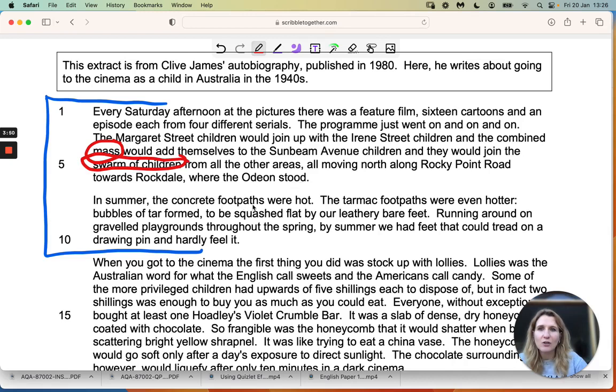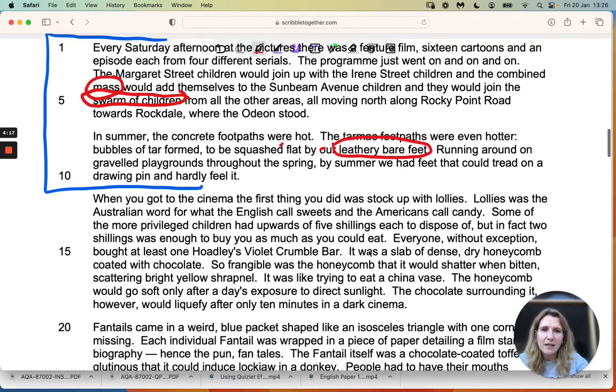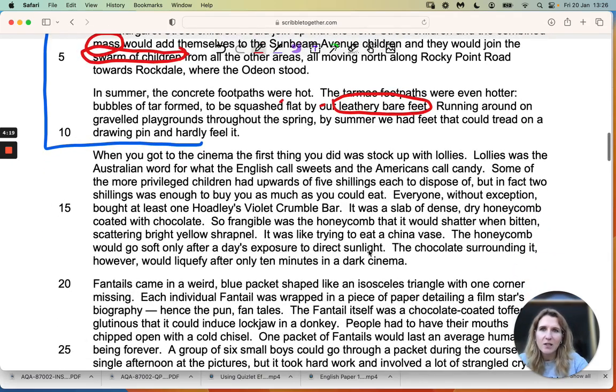In the summer, the concrete paths were hot. The tarmac footpaths were even hotter. Bubbles of tar formed to be squashed flat by our leathery bare feet. Experiences of children going to the cinema. Does leathery bare feet connect? Maybe. Running around on graveled playgrounds throughout the spring. By summer, we had feet that could tread. Now that doesn't connect to the cinema particularly, so we need to go further.